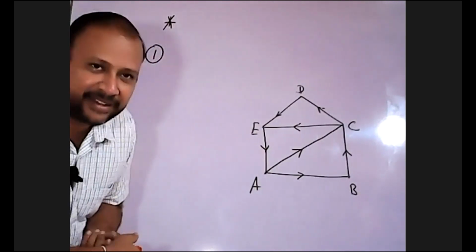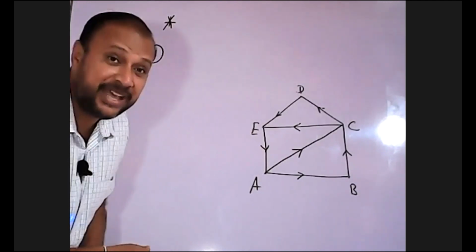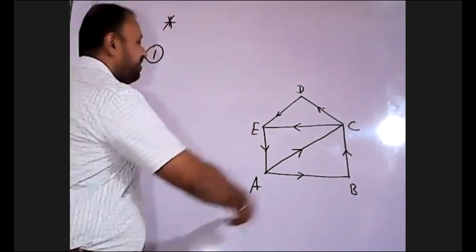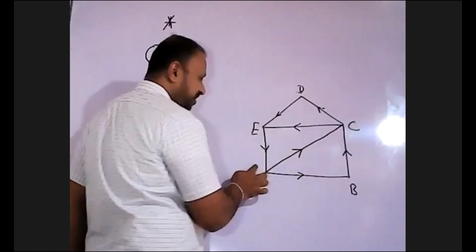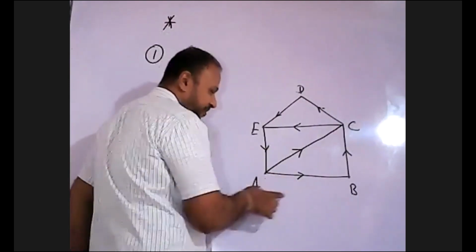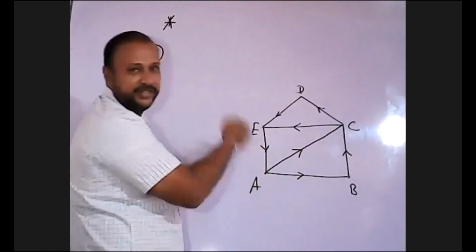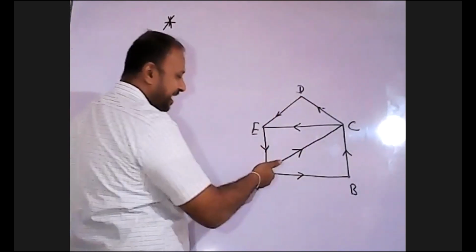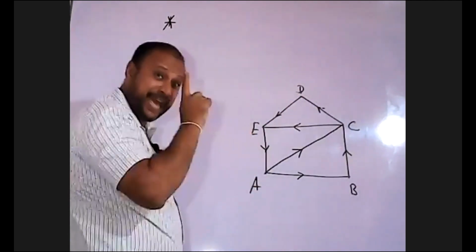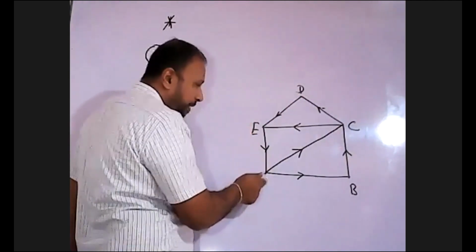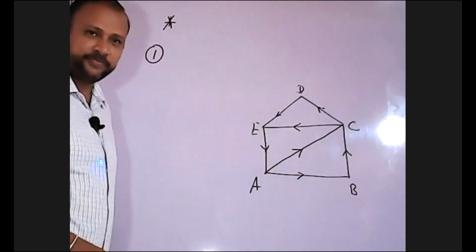Yes, that is the answer. The entire outer surface is a closed loop. Look at this. The entire outer loop, A, B, C, D, E, is a closed loop.